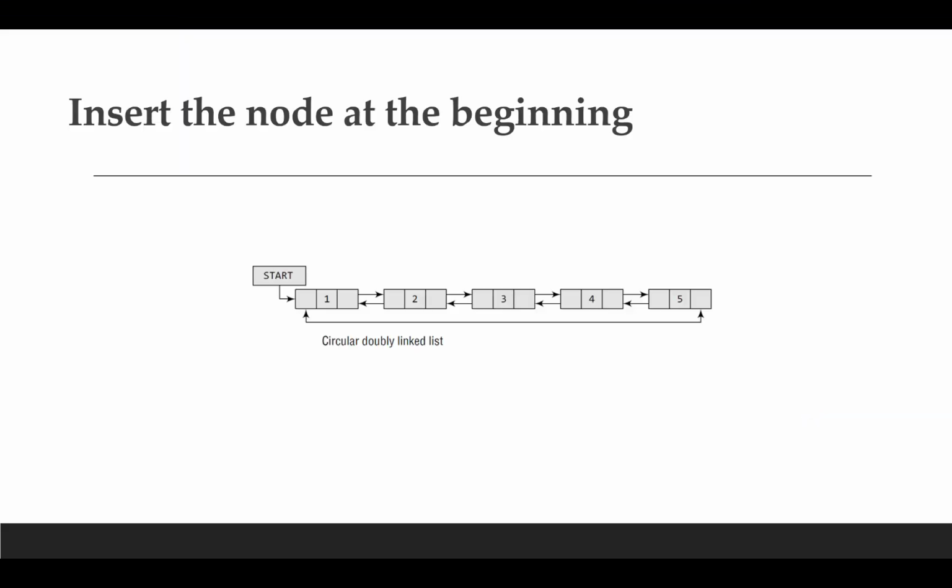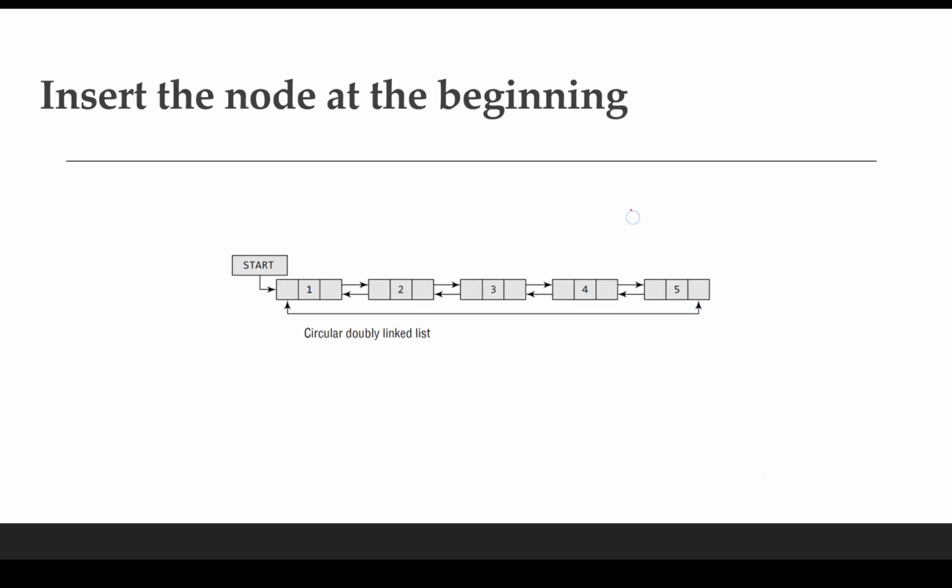This is the sample circular doubly linked list we have taken. Here we are going to check one condition. That condition is we have to find which is the start node. After finding the start node, we will insert the element before that node. The condition we will check is ptr->next is not equal to start.